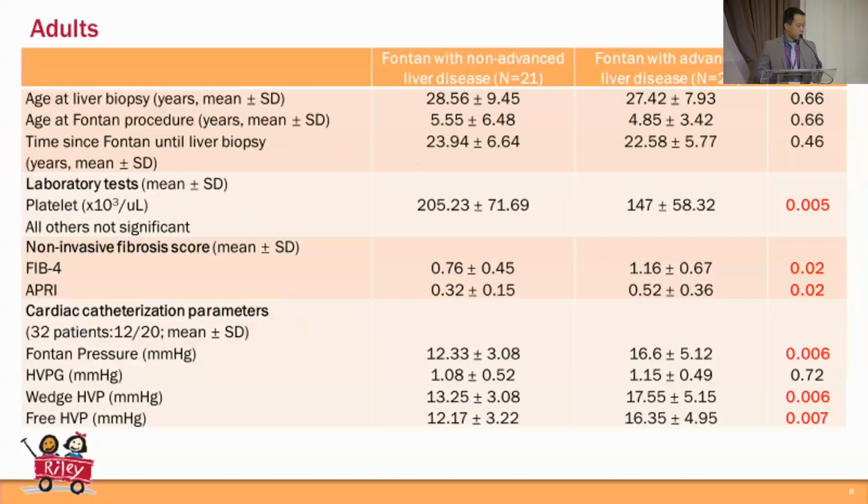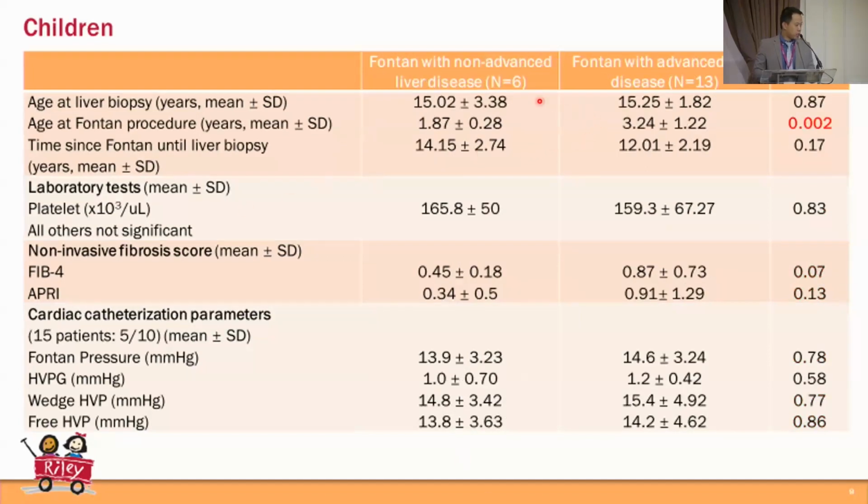We also separate adults and children. For non-advanced and advanced liver disease in adults, you can see, similar to the previous table, that age and time from Fontan look similar. Again, lower platelet, and FIB4, APRI, Fontan pressure, wedge, and free hepatic venous pressure are also higher in advanced liver disease. For children, the result is in contrast, but we have only 6 in non-advanced liver disease and 13 in advanced liver disease. One thing we found is that age at the Fontan procedure is older in patients who have advanced liver disease. Otherwise, there is no difference between these two groups.